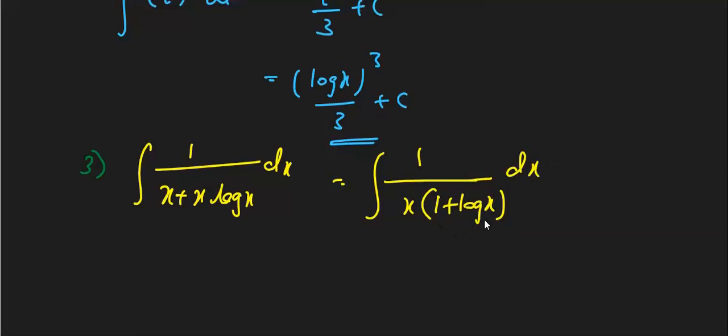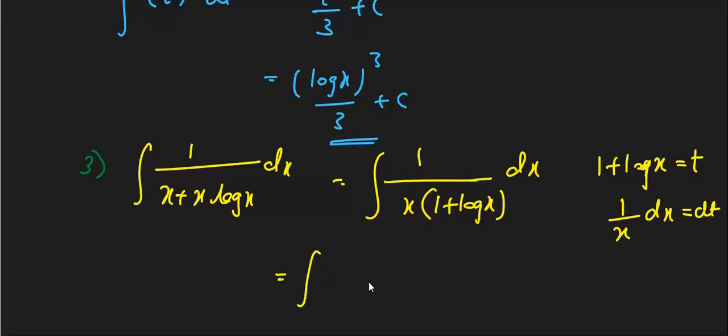So this is the term which includes log, so take that itself for the substitution. Take 1 plus log x equal to t. Differentiate this. Log x derivative is 1 by x dx, that gives you dt. So the integral term dx by x is converted to dt now.